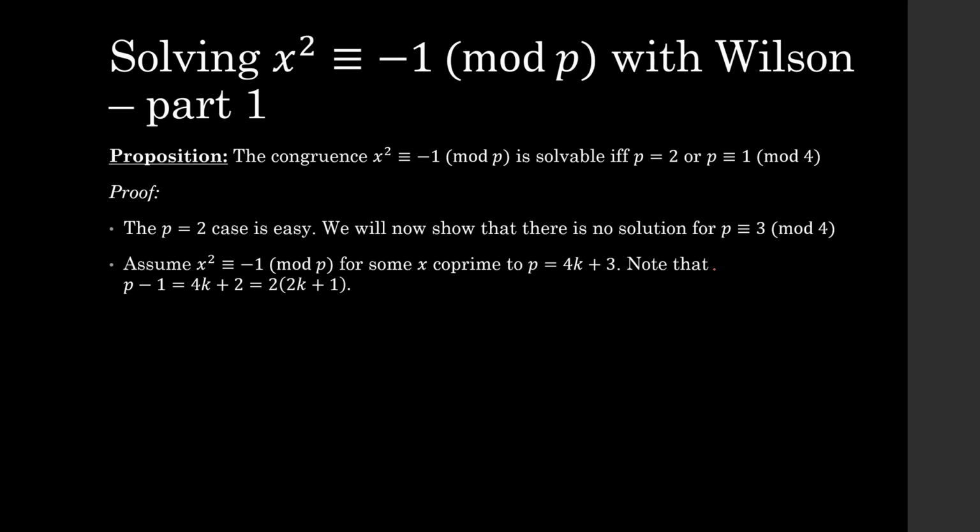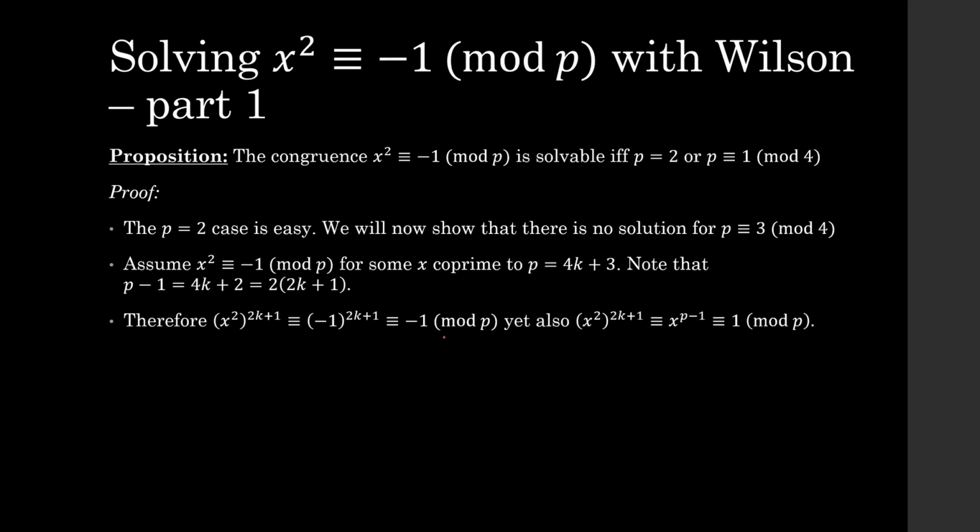So let's assume that x squared is congruent to minus 1 mod p for some x coprime to p equals 4k plus 3, and I've written p as 4k plus 3 because p has to be congruent to 3 mod 4. Now we can rewrite p minus 1 a little bit. p minus 1 is going to be 4k plus 2, and I can factor out a 2 here to get 2 times 2k plus 1. So now you'll note that x squared to the 2k plus 1, well, x squared is congruent to minus 1 mod p, so that's going to be congruent to minus 1 to the 2k plus 1. And because 2k plus 1 is an odd number, I've got minus 1 is congruent to minus 1 mod p.